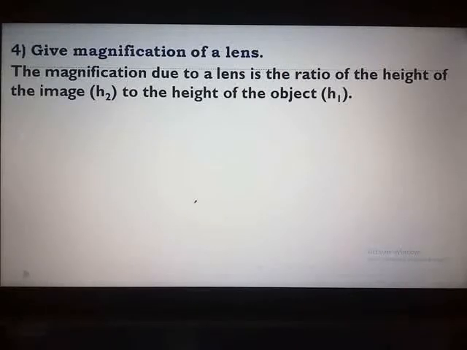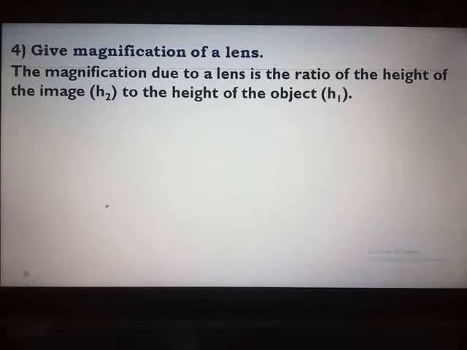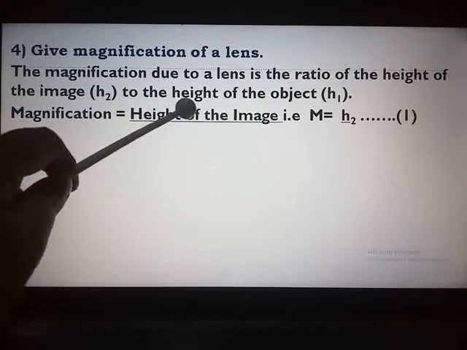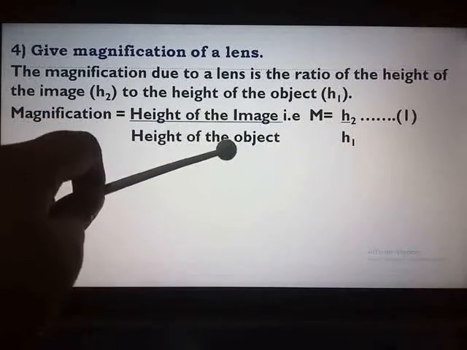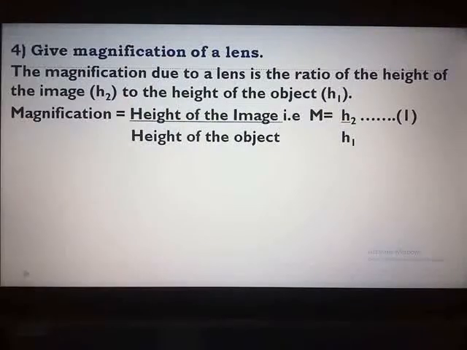Page number 85. Give magnification of a lens. While solving numerical examples, you will come to know how extremely important these formulae are. Page number 85. Below that green colored block, you have this answer, magnification. Magnification due to a lens is the ratio of the height of the image h2 to the height of the object h1. So magnification is equal to height of the image upon height of the object. Magnification is denoted by capital M is equal to h2 upon h1.